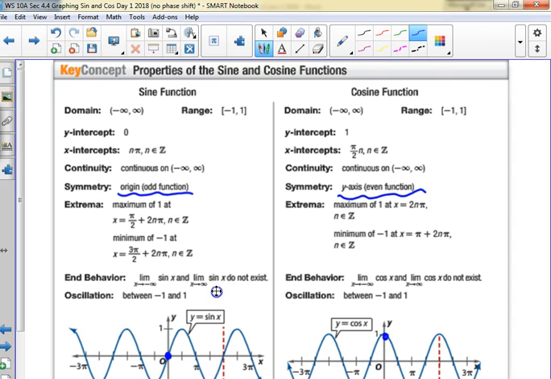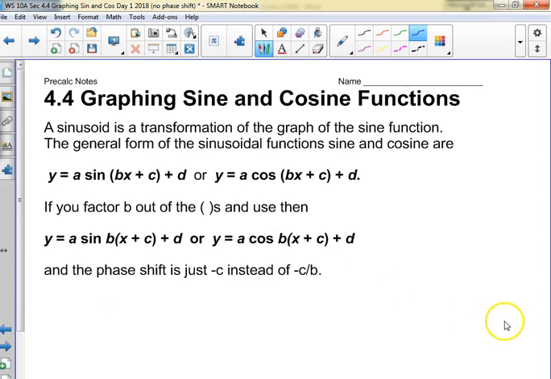End behavior does not exist. It doesn't have a limit. Does everybody understand that? Because it just keeps going above and below. Okay? So it doesn't approach +1 or -1. The term we're going to use, or you will use in calculus, is that it oscillates between those. All right.